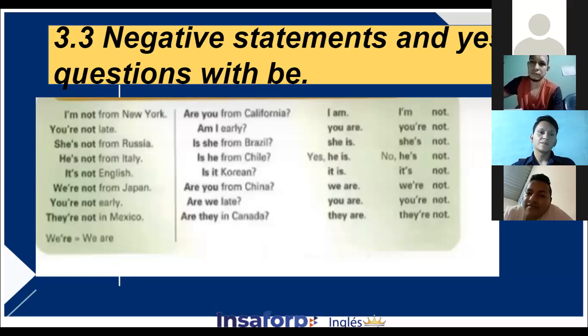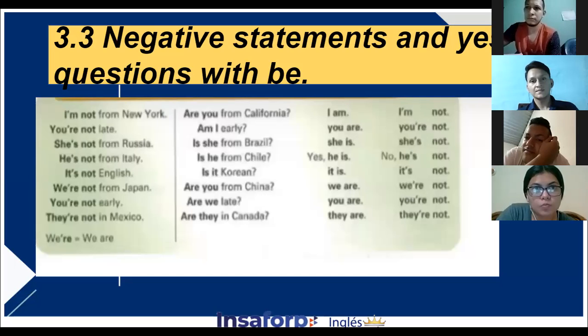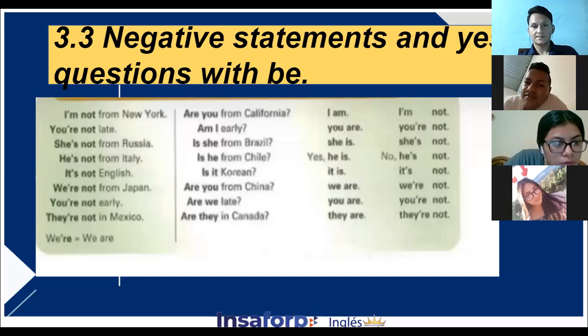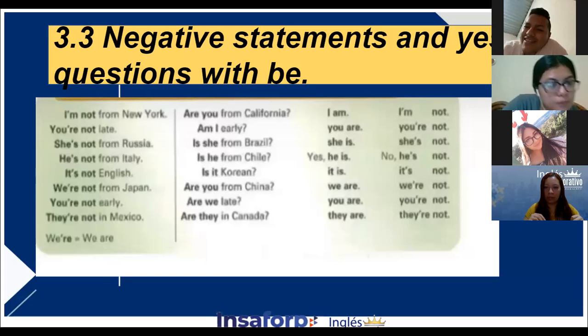Number 3. She's not from Russia. Is she from Brazil? She is. She's not. Thank you. Number 4. He's not from Italy. Is he from Chile? Yes, he is. No, he's not.